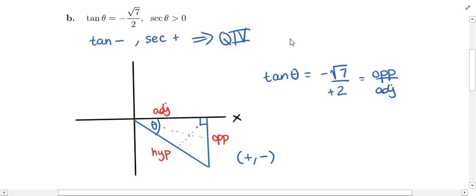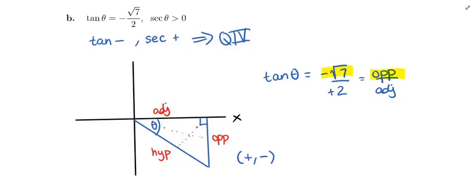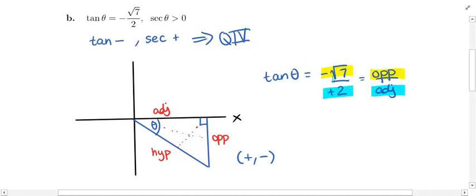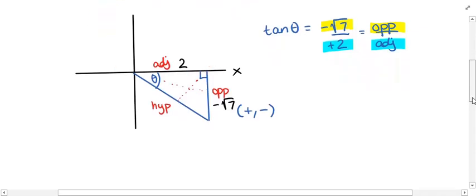So when you look at this, the opposite side we're going to label with negative square root of 7, and the adjacent side we are going to label with positive 2. It's going to look like this. I need to label the opposite side with a length of negative square root of 7. Again, it's not the length that's negative; it's because we're in the plane and in the 4th quadrant, so your y values are negative here. The adjacent side, I need to label with positive 2. We are missing the length of the hypotenuse. We need to get that.